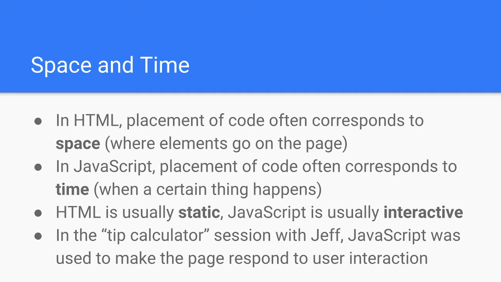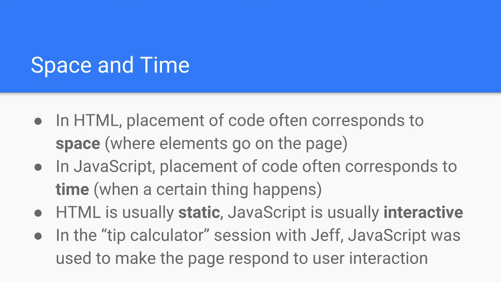Okay, another way to think of this, in HTML, when you place a piece of code, you have a button, you have a list, you have items that are in an order, let's say. They correspond to the space, the actual place you see them on the page. So if you put one item above another, you would see it above the other item on the page. In JavaScript, when you place some code above some other code, that means it's going to happen first.